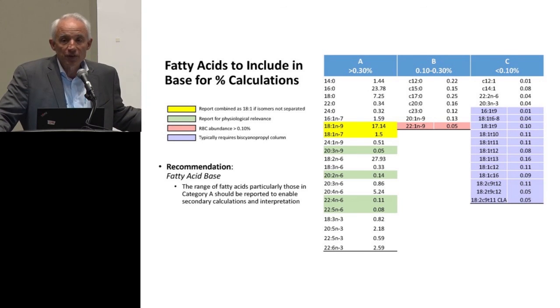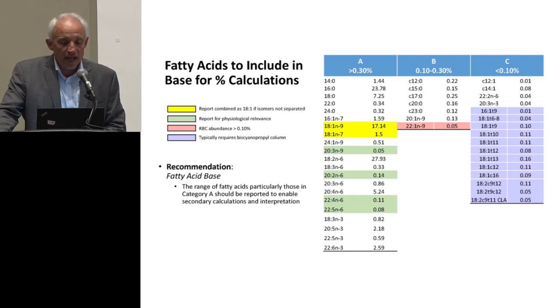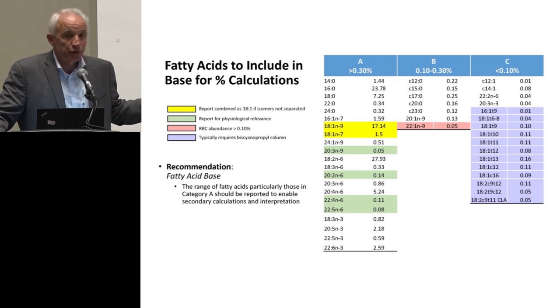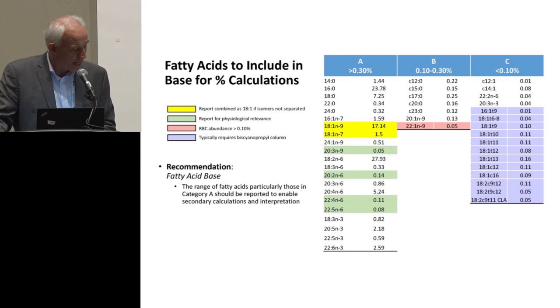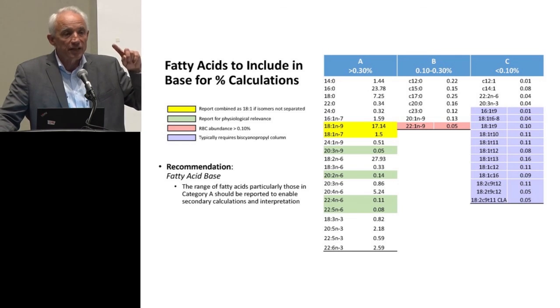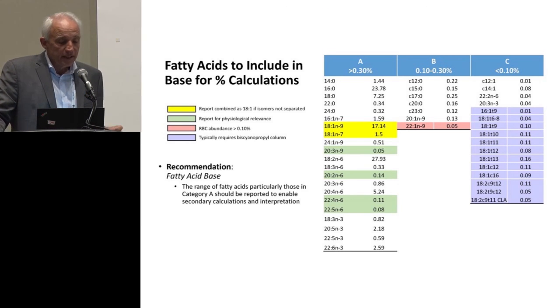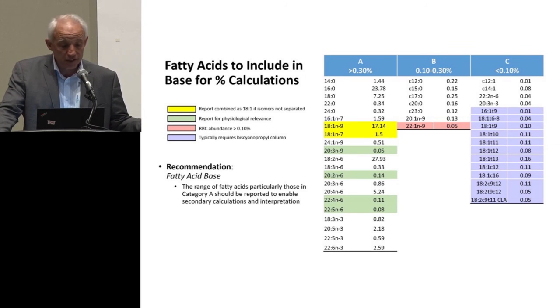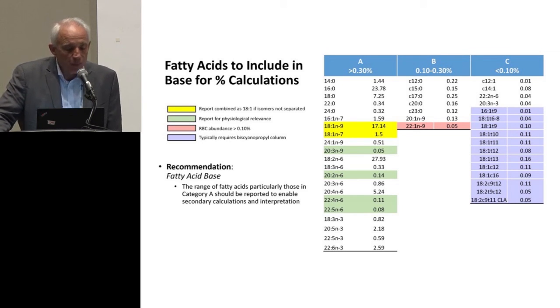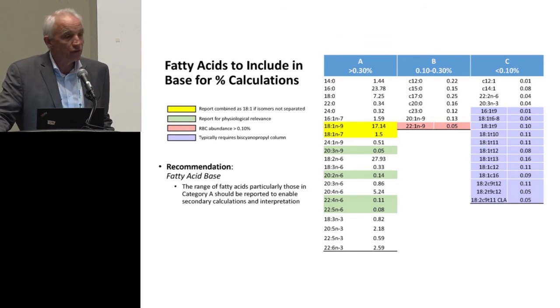I mean, that's optimal for the base, but most studies would be looking at something around column A or column A and B. And as we saw, a lot of studies in the literature actually only report 10 fatty acids. But optimally, one would try to strive for what's in column A, around 22 fatty acids if possible. And it would be nice to have commonality in that base, so that denominator is standard, so the percent of each fatty acid relative to the denominator is consistent across labs and across studies. So the recommendation here in terms of the fatty acid base is that the range of fatty acids, particularly those in category A, should be reported to enable secondary calculations and interpretation.